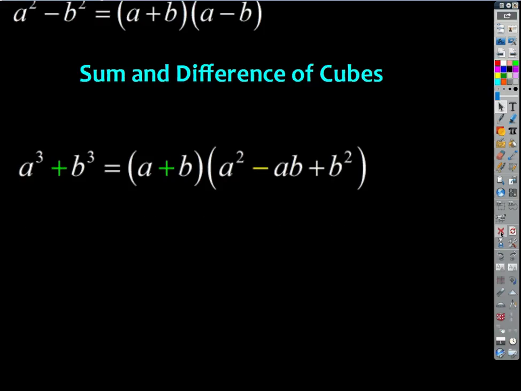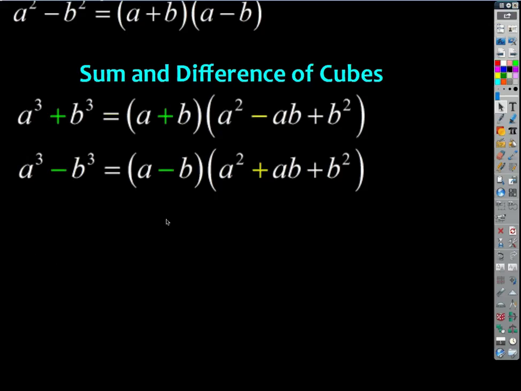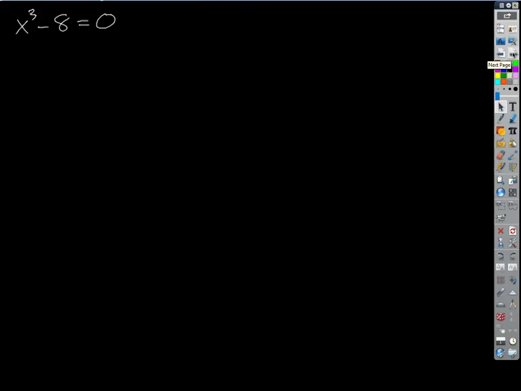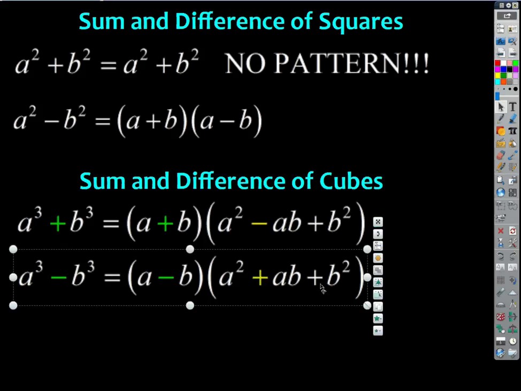So what do you think the difference of cubes pattern is going to look like then? A minus B, A squared plus AB plus B squared. Exactly, right? So once again, whatever shows up there is matched there, and this one's the opposite, and the last one's always positive. Okay? So now we can use these patterns. Let's see, so we're doing A cubed minus B cubed, so let's use this guy right there. Okay?